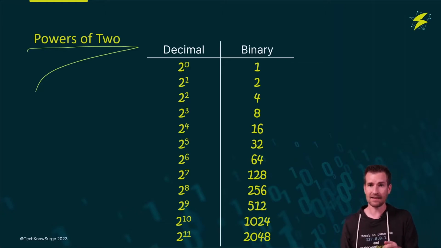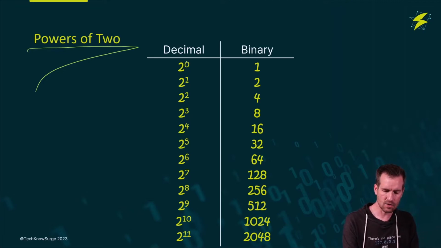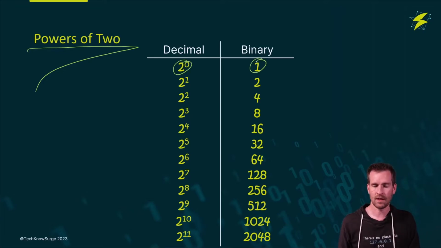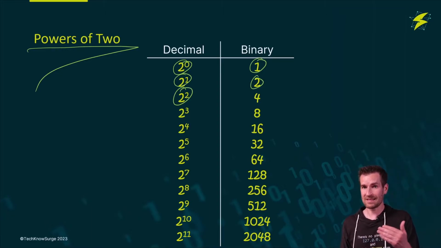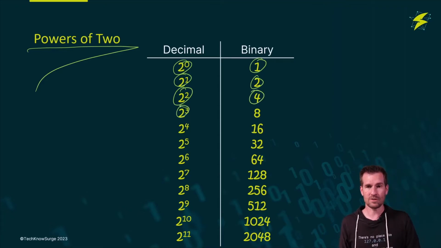So what the powers of 2 are is just when you continue to raise 2 to whatever power. So what I mean by that is 2 to the 0 is 1. 2 to the 1 is 2. To the second power, so that means 2 times 2 equals 4. 2 to the third power, which means 2 times 2 times 2 equals 8.